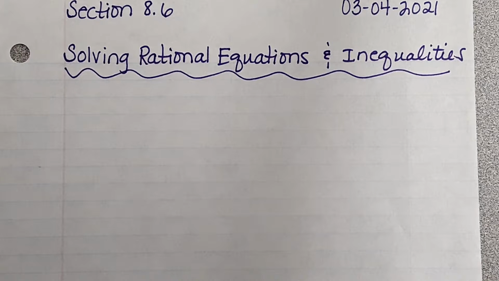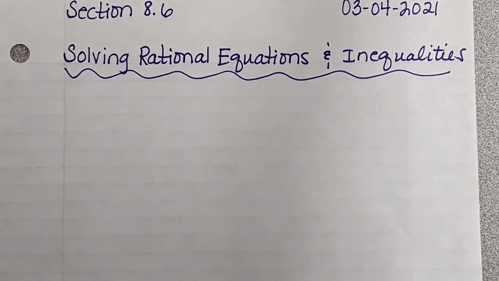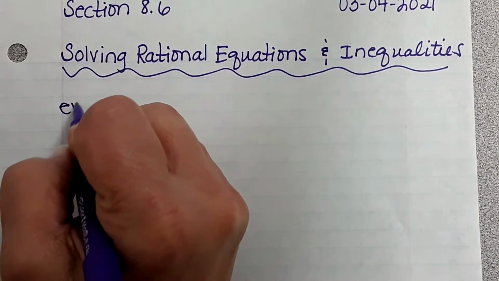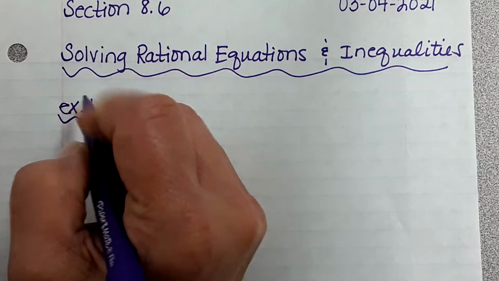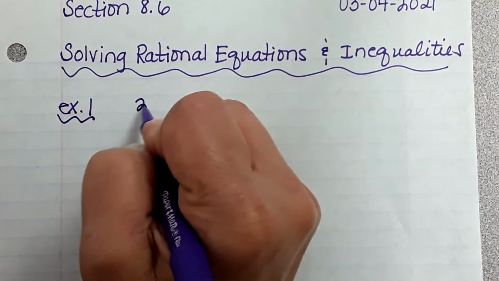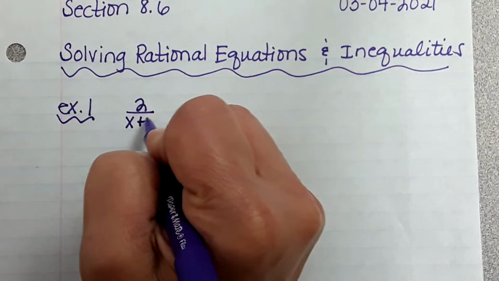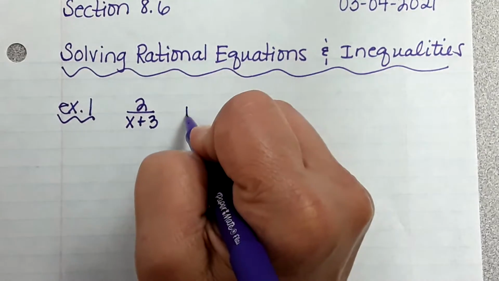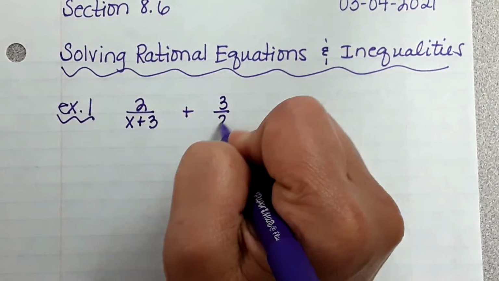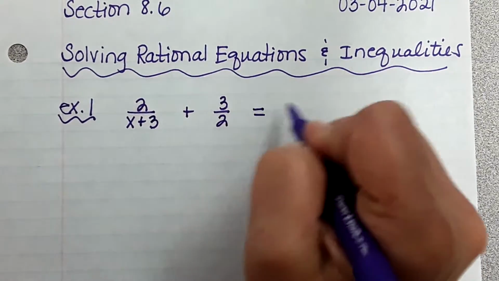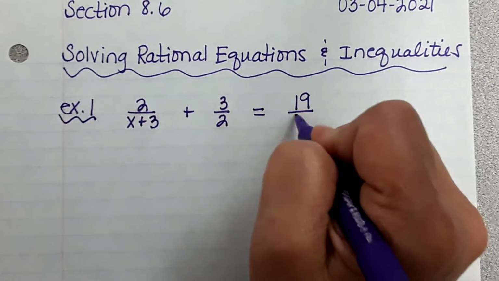So we're going to use part of 8.2 where we find the LCD, and then we get rid of the denominators and solve for the variable. So let's start with example 1. 2 over x plus 3, plus 3 halves, equals 19/10.